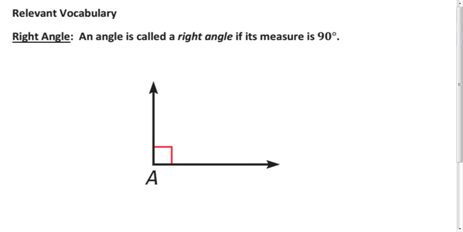Right angle, very simple definition, has a measurement of 90 degrees. Something to know is that when we have a right angle, we usually label it using a little square, and if it's in color, it's almost always red. You don't use that square for any other degree measure but 90.